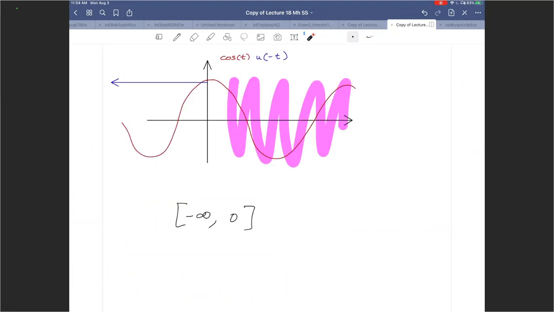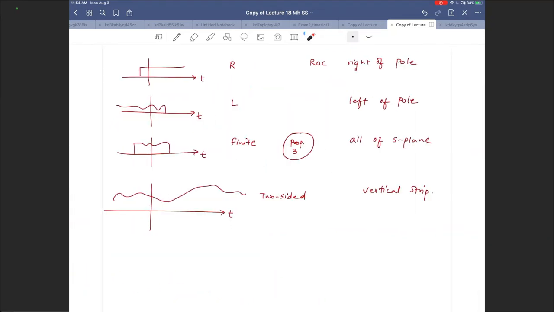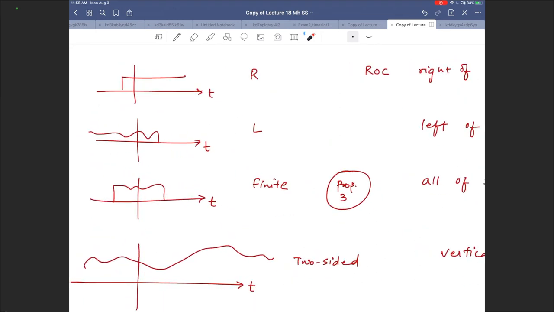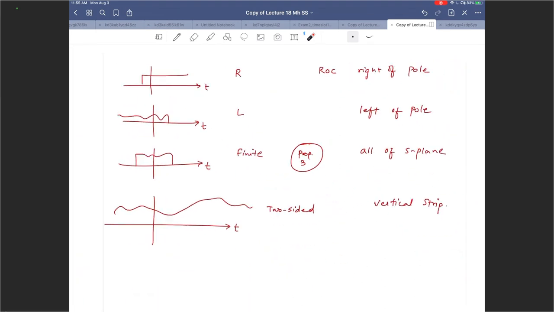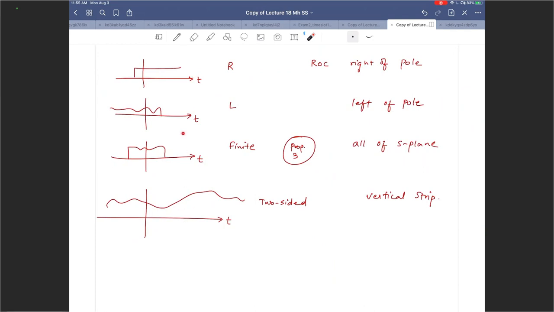All right, we talked about this. Let's talk about a few things that are kind of related, right? Suppose you have a right-sided signal. On the left here, all the x-axes are time, and there are 4 graphs. The first one is a right-sided signal. The second one is a left-sided signal. The third one is a finite duration signal. And the last one is a two-sided signal. It's moving to the left as well as to the right.